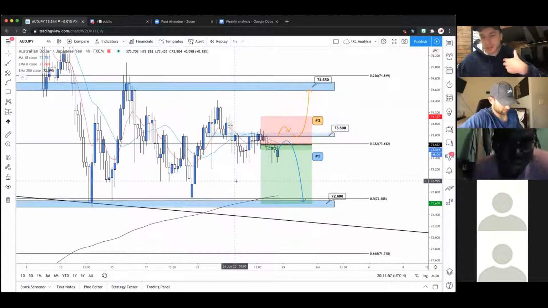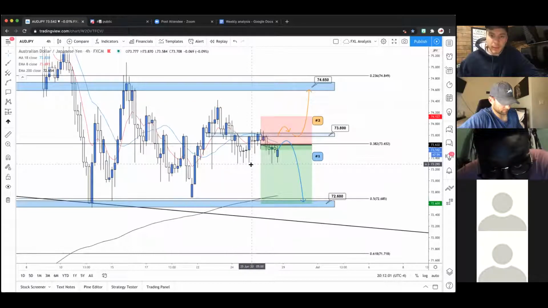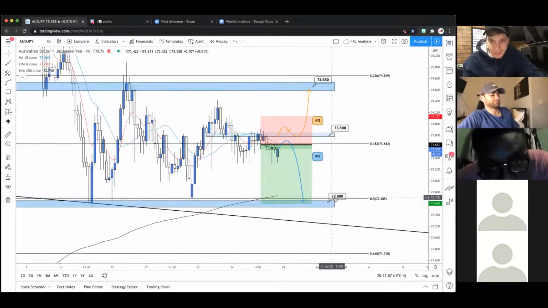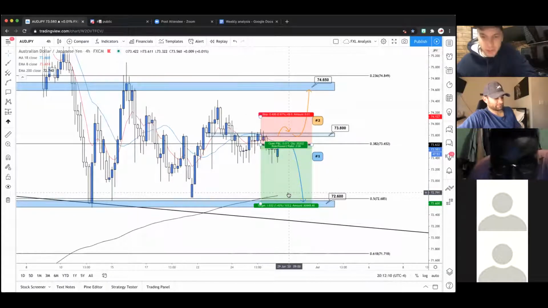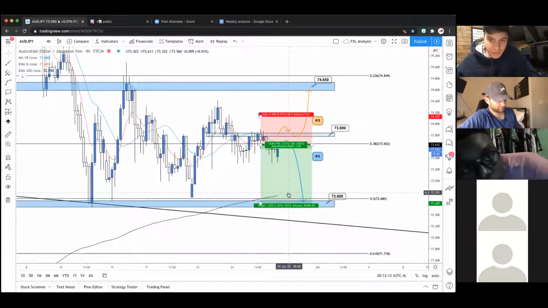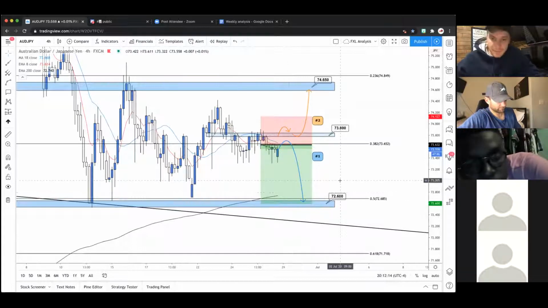So any rejection, any bearish setups off these MAs from this current level would be enough to then, if you're not in it already, would be enough to short and get in on this trade. And we're targeting down towards, again, 72.6. So this trade is looking like a 2-0 risk reward, risking 50 pips to get 100 roughly. And it's looking good right now.